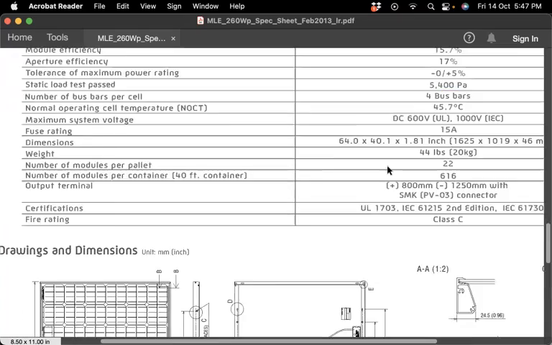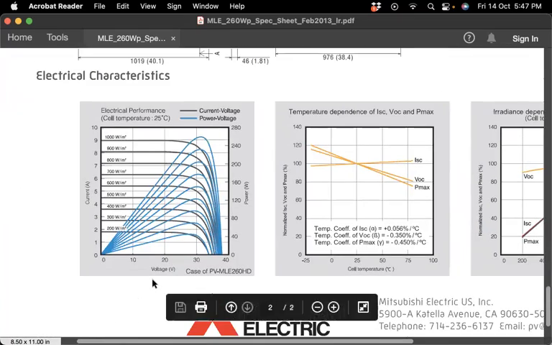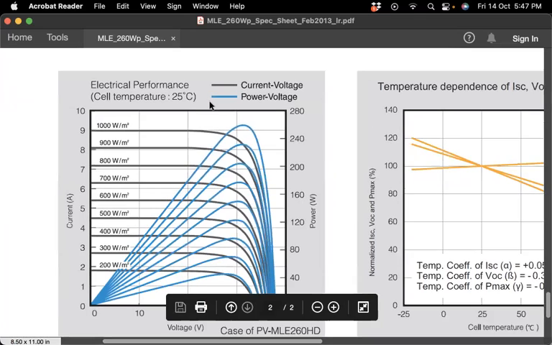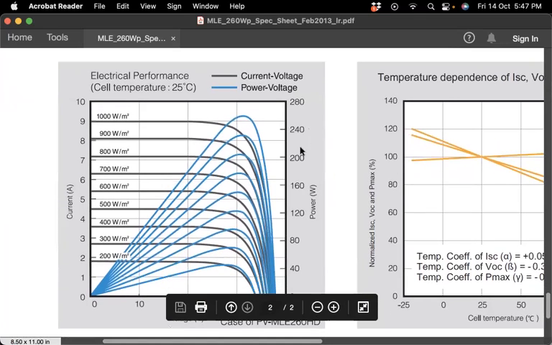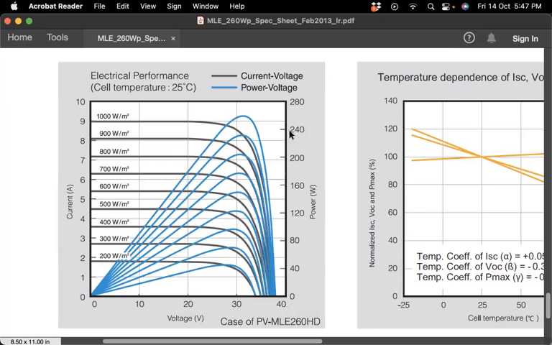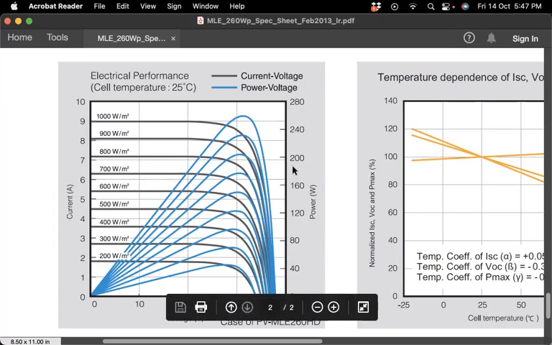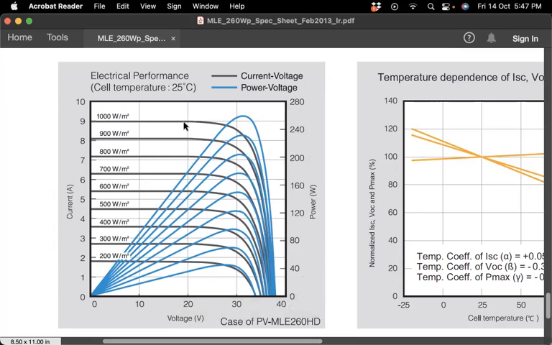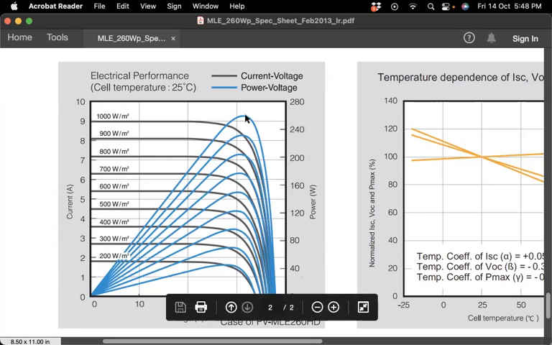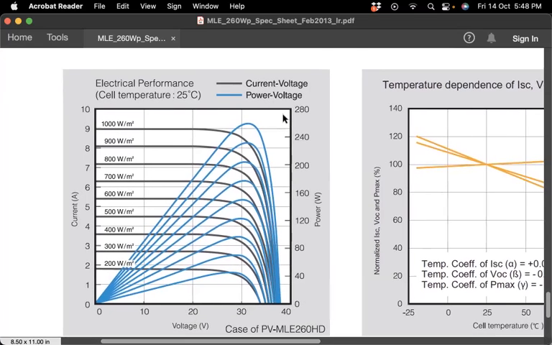Let me jump directly to these PV curves, if you remember. So this 260 watts, you can see that the power axis is the axis to the right, this one, and here at 1000 watt per meter square irradiance, this is the top curve, this is the IV curve, and the corresponding PV curve is this top blue one. So this point is 260 watts. What is this 260 watts? This is the maximum power at what we call the standard test condition.